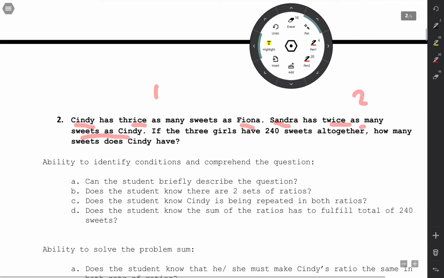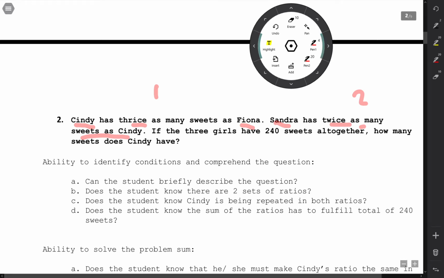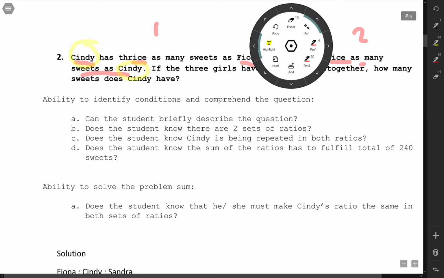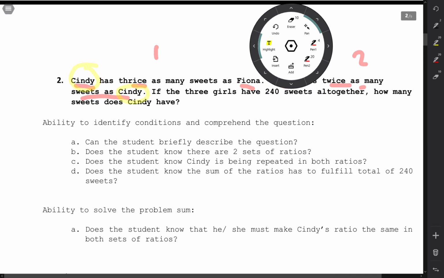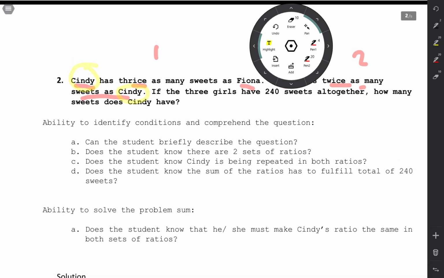And then how do you know that this is a repeated identity question? We try to identify who is being repeated. So who is being repeated? Cindy. Cindy is being repeated in these two scenarios. So these are some of the questions that we want to ask the students and see whether they are able to understand this.